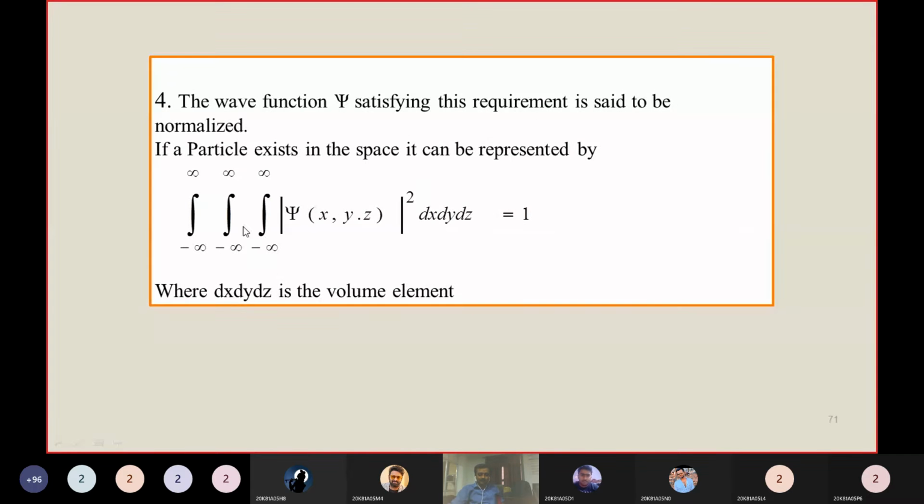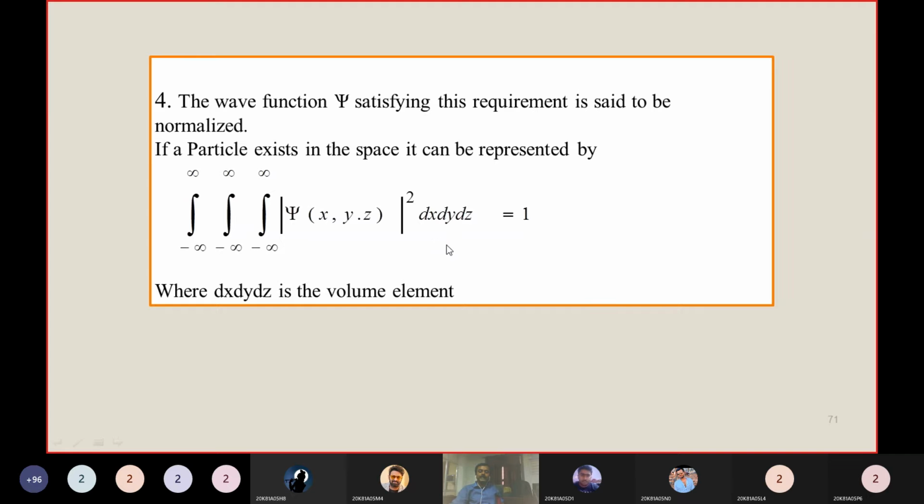The total probability of the system equal to 1, that condition we take as the normalization condition. What it explains is that the particle exists in the space. So if you take the total probability, that is equal to 1, and that condition we call the normalization condition.